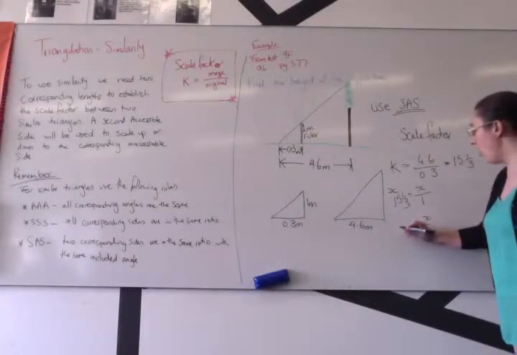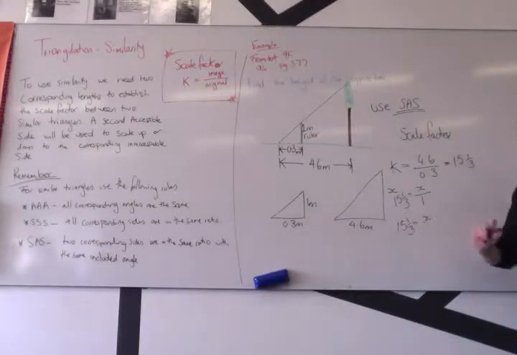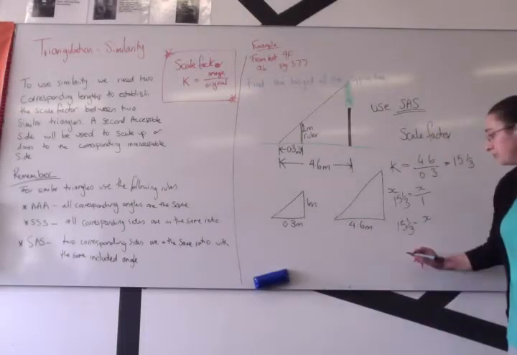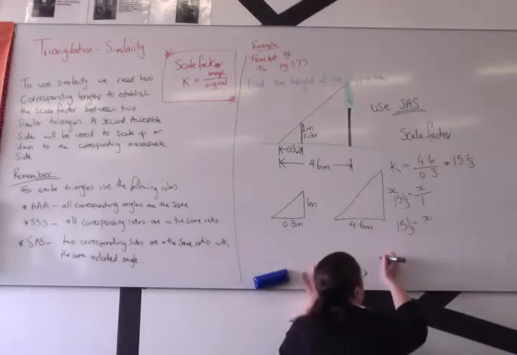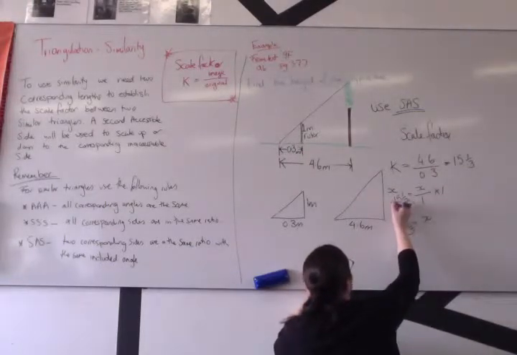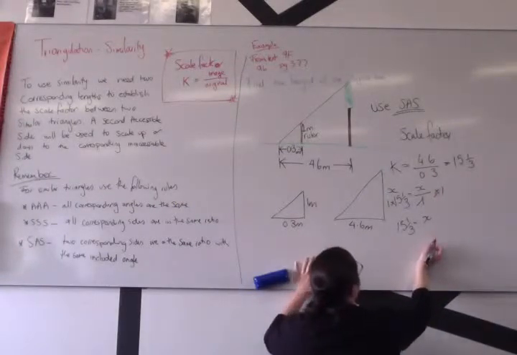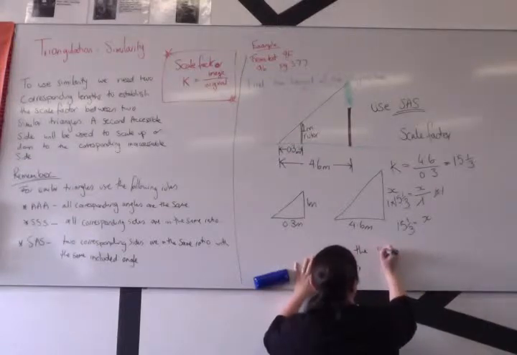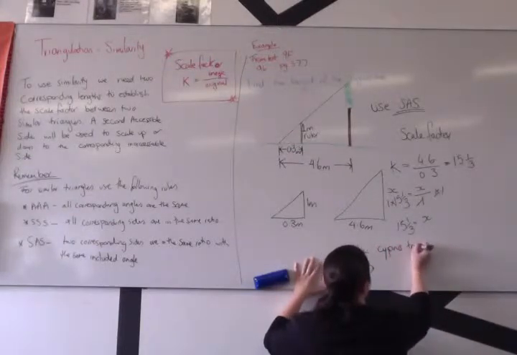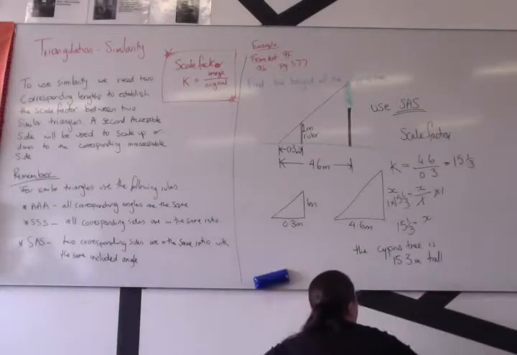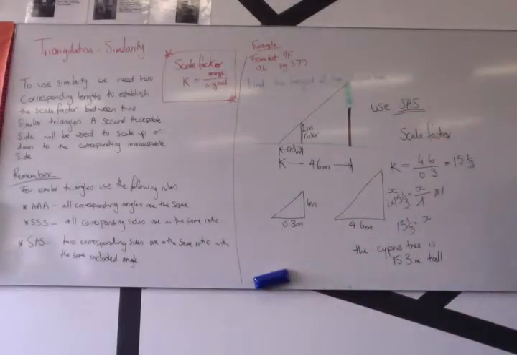So our height of our cypress tree is what? 15 and a third metres. Or you could go as 15.3 for 1 decimal place because our question has 1 decimal place in it. So you just do x equals, because we multiplied by 1 on both sides and they cancel out. That one's obvious because it's quite simple. So the cypress tree is 15.3 metres tall. That's it. That's all you need to do.